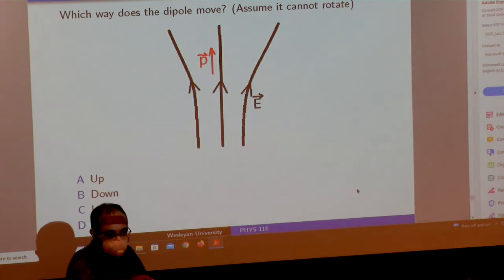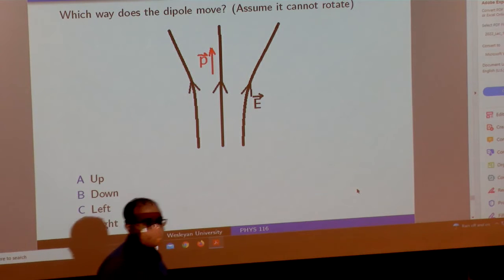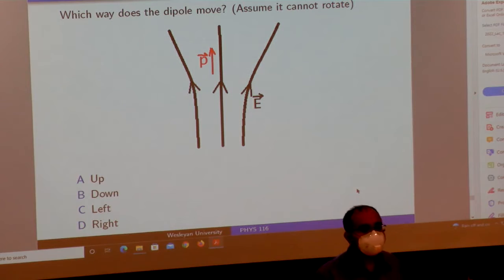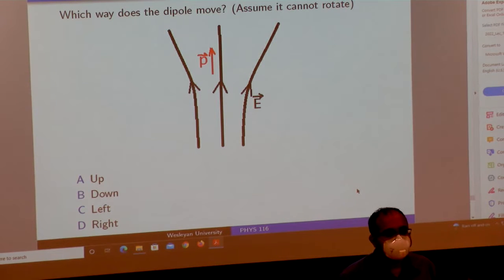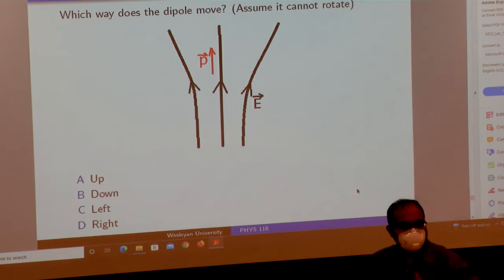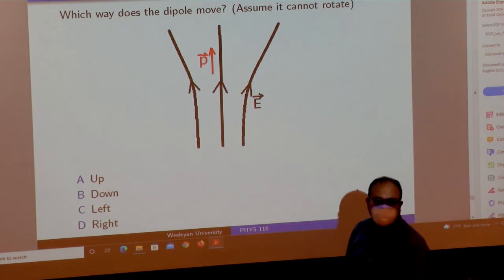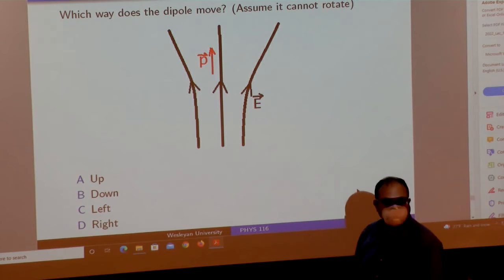Go ahead, question. Yeah, I mean, don't worry too much about its position as such. Just think about how the field is behaving. Like where's the field strong? Where's it weak? Okay, mostly B. B is correct.